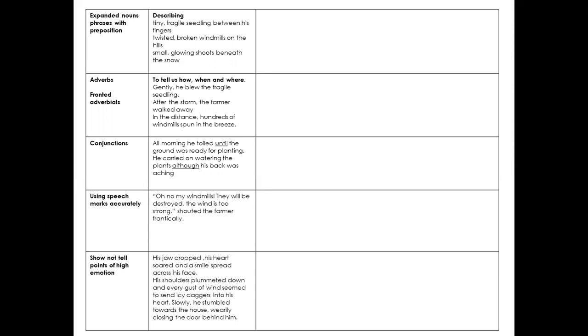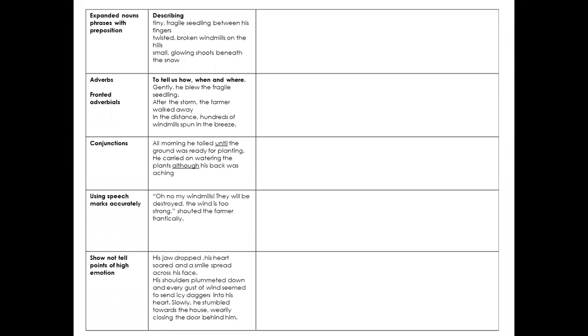And then underneath, you've got the idea of using our adverbs to tell us more information and putting them at the beginning. So you can see I've put one in for how, when, and where. So gently he blew on the fragile seedling. So you might think of one example of that. After the storm, the farmer walked away. In the distance, hundreds of windmills spun in the breeze.